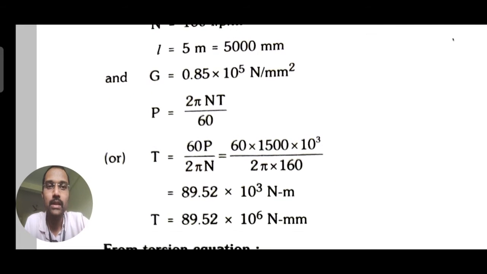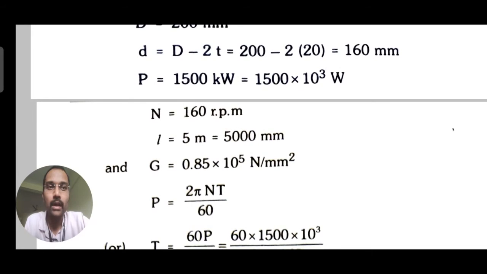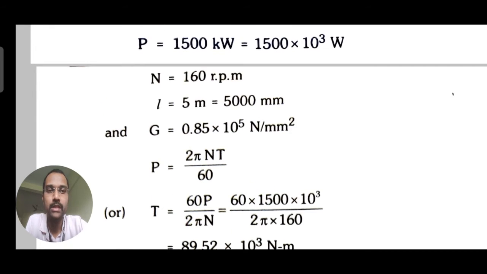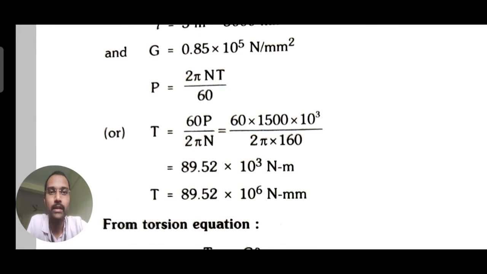First one is the torque. How to find the torque? We have to analyze that. We can find the torque from the power formula. Power is given as 1500 kilowatts, that can be substituted here. Torque T equal to 60 into 1500 into 10 to the power of 3 by 2 pi into N. N value is also mentioned as 160 rpm. So finally you get the torque value in Newton meters, that is 89.52 into 10 to the power of 3.